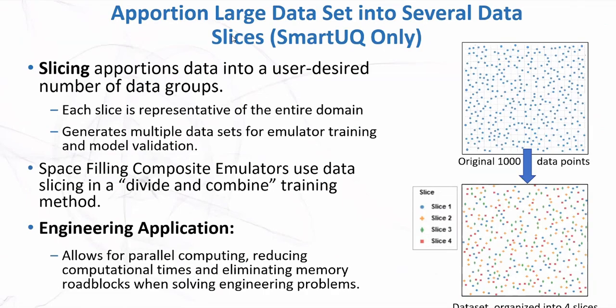Another tool SmartUQ has that's unique, similar to subsampling, is something we call data slicing. So whereas subsampling extracts a single representative subset from the larger data set, slicing divides the data set into a user-defined number of representative sets, which we just call slices.